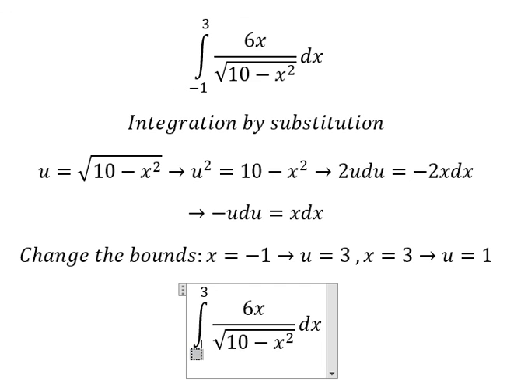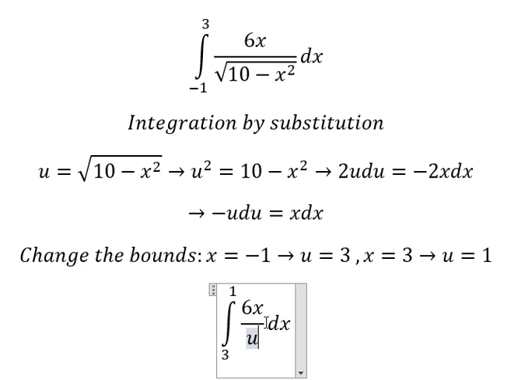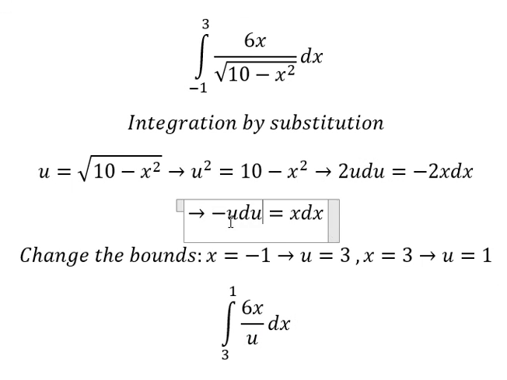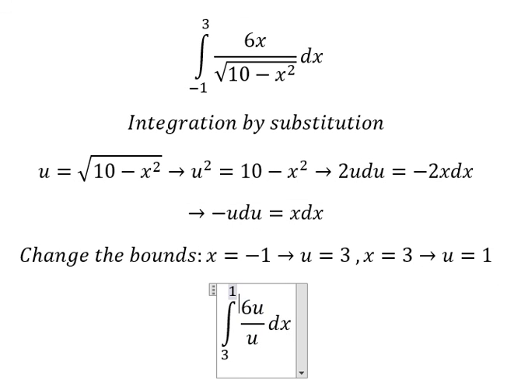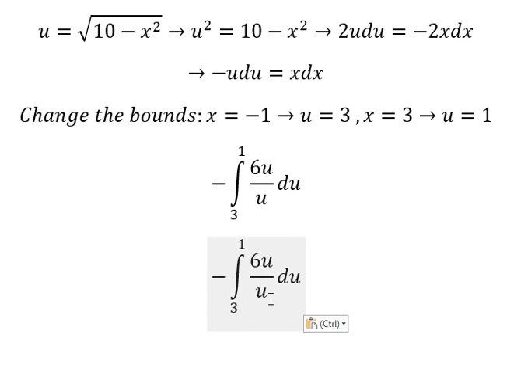So negative 1 we change to 3. 3 we change to 1. The square root we change to u. x dx we change to negative u du. So u divided by u, we have 1.